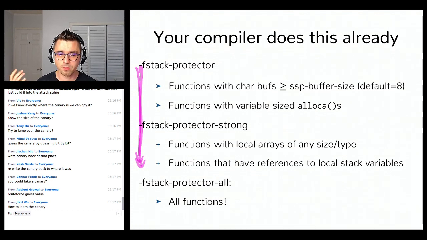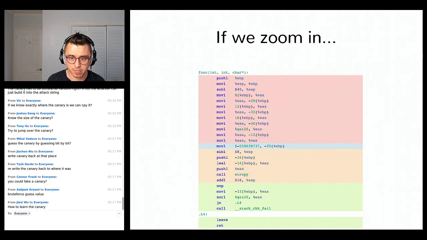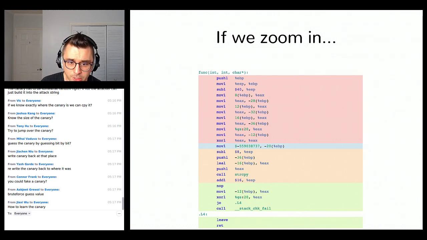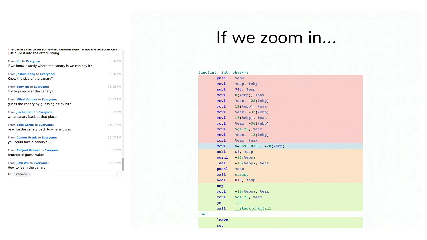So the more functions you have, the more overhead you're going to pay for stack canaries if they're turned on by default. Okay, so let's look a little bit at a piece of code that you might actually see when you compile the function that we saw before, right? So if we look at a typical function prolog with the strong mode turned on, what do we do?